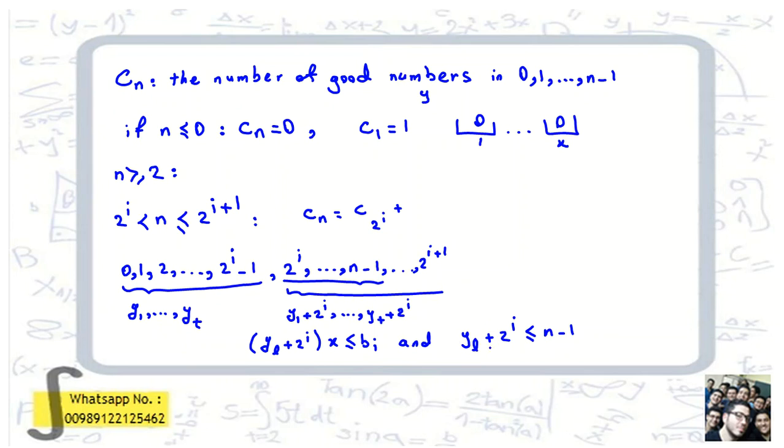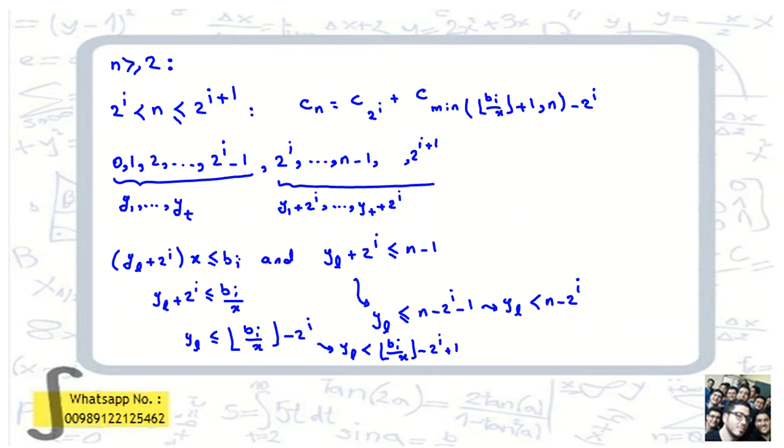So since we should consider until n minus 1, for example, if until yl is good, yl plus 2 to the I must be less than or equal n minus 1, and also yl plus 2 to the I times x, because each bag is yl plus 2 to the I, we have x bags, so the sum of them must be less than or equal bi. So if we write all the things here again and try to simplify, yl plus 2 to the I is less than or equal floor of bi over x. So yl is less than or equal floor of bi over x minus 2 to the I.